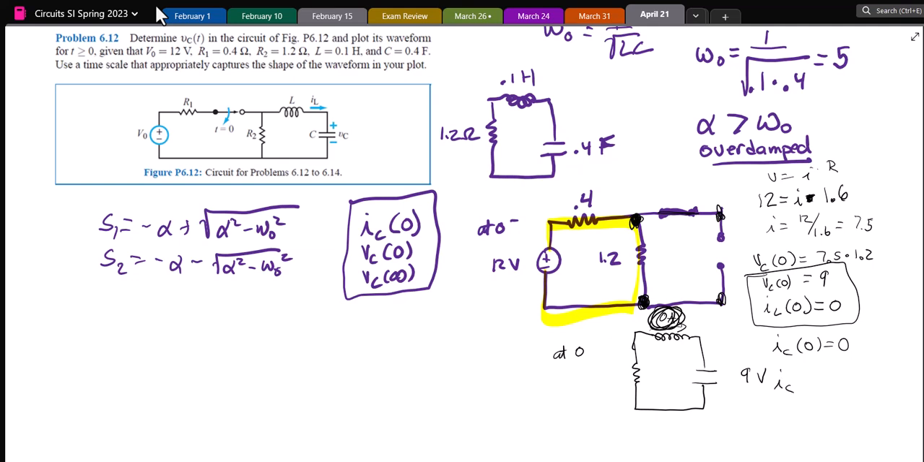Now, how about IC at infinity? I'm not going to redraw it, but, well, I'll redraw it. So at infinity, we have this, and I'm sorry, I want VC at infinity. So what's that going to be? 0. Yeah, it's going to be 0, because the energy that it had, it was charged to 9 volts, that's going to discharge through the resistor, and at infinity we'll have 0. So now we have IC of 0 is 0.